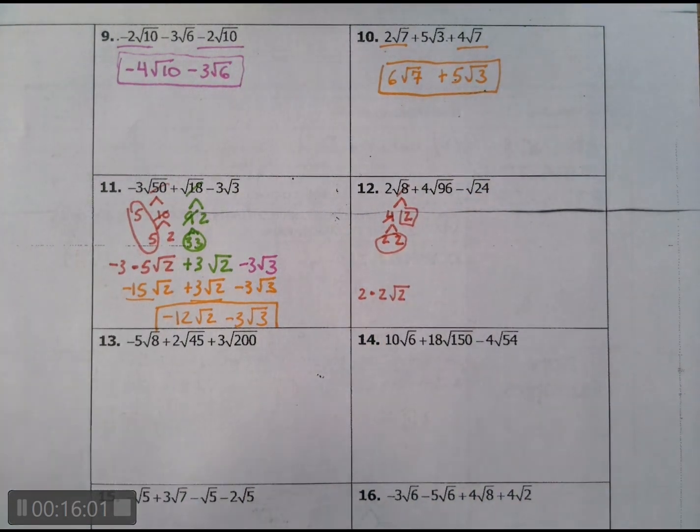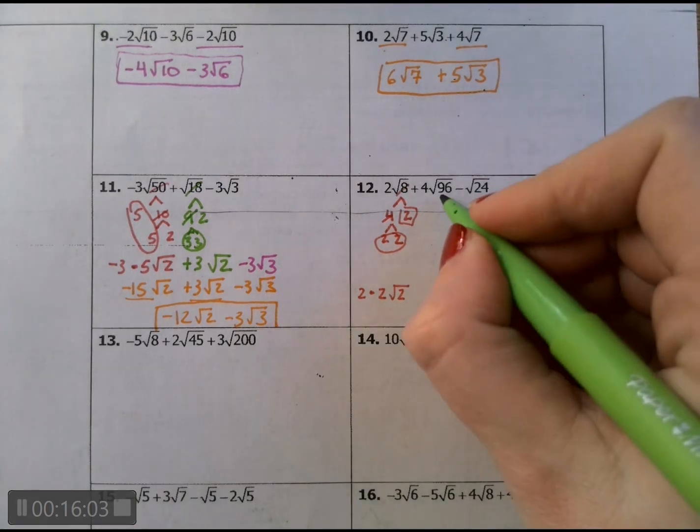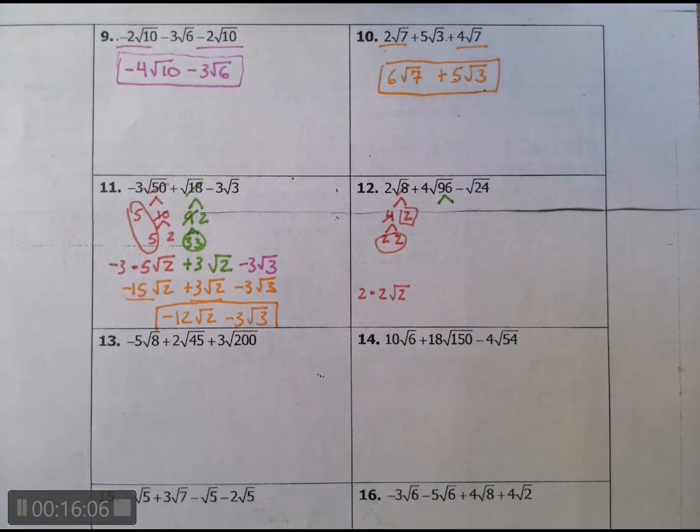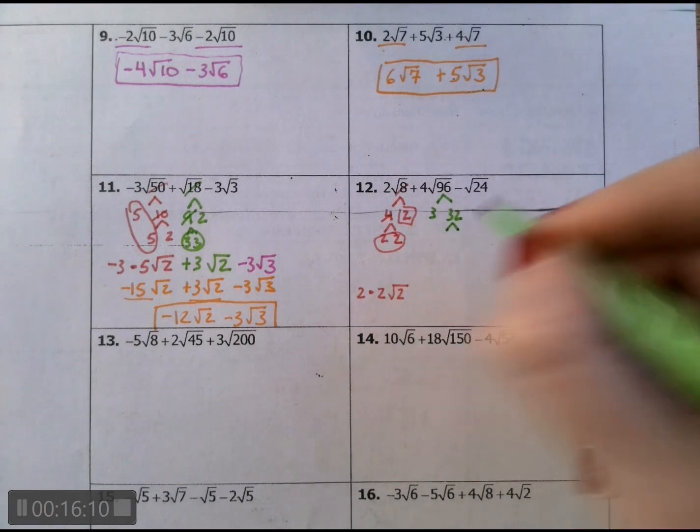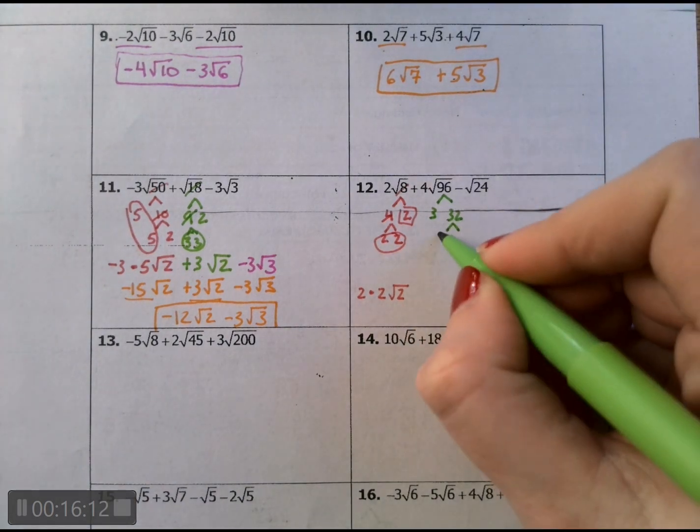Alright, factors of 96. Let's see, I know 3 and 32. And then 4 and 8.